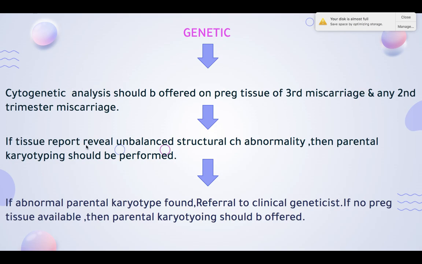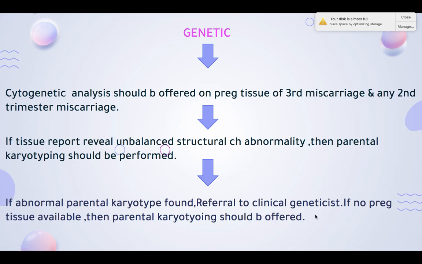If the cytogenetic analysis has been done and she is back with us with a tissue report, what has the tissue report revealed? Unbalanced structural chromosomal abnormalities. Some abnormality has been found on this tissue report that we have taken from the pregnancy tissue from the patient. Then what are we going to do? Then parental karyotyping should be performed, right? At the first instance, we are not going to check the parents. Parental karyotyping will be checked when this test becomes abnormal. I hope I could make it clear.